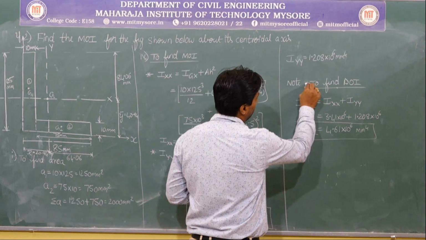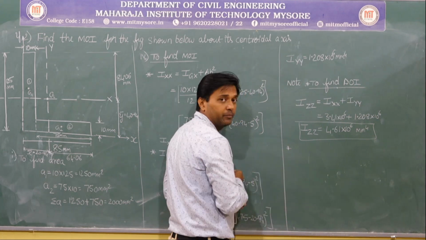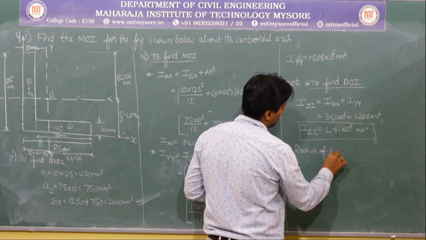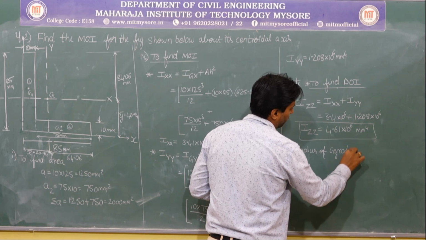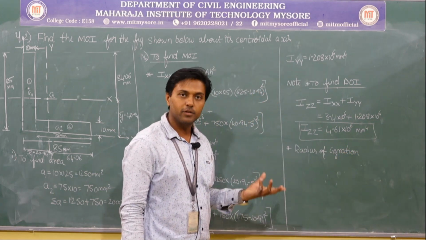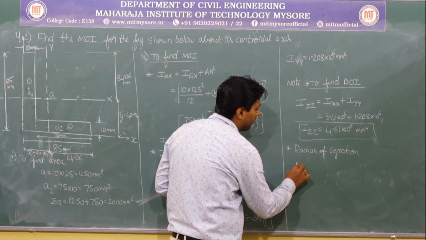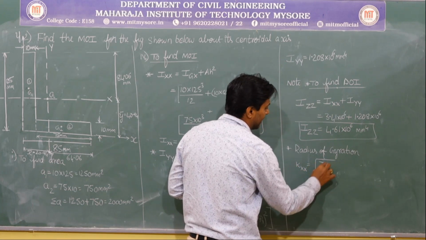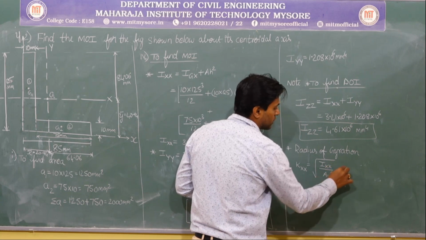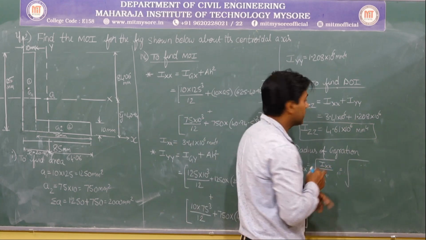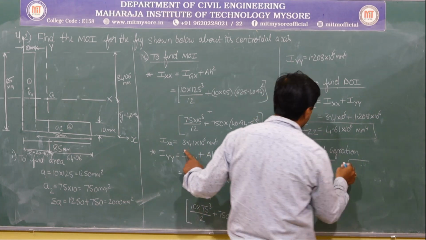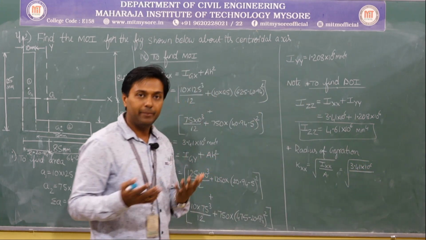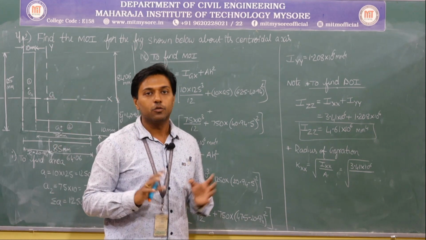second thing, for the same problem, if they ask you to calculate the radius of gyration, that is also very simple. I think you remember the formula. What is kxx? It is equal to square root of Ixx by capital A. Ixx, just now we have calculated. So Ixx value is 3.41 into 10 power 6 divided by capital A, which is nothing but sigma A, so 2000.